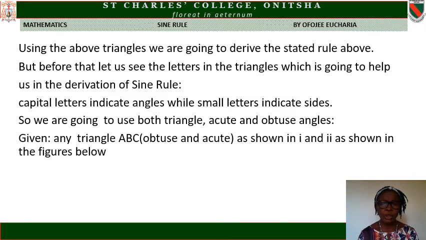We are going to use it to talk about these right angle triangles. As you can see, I have told you what capital A is and small a, and that is what we are going to use here. We are going to use the two figures, the acute triangle and the obtuse triangle, to discuss the proof.